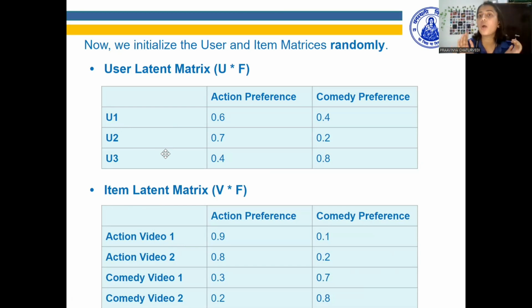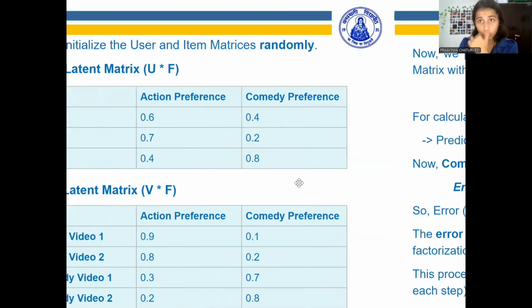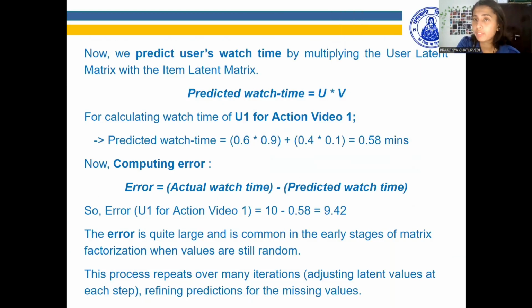And we are going to add all of it. So it would be 0.6 into 0.9 plus 0.4 into 0.1. And after adding all of it, we would get the answer as 0.58 minutes, the watch time of it. But we see that 0.58 is nowhere even near to 10. So then comes the error computation.